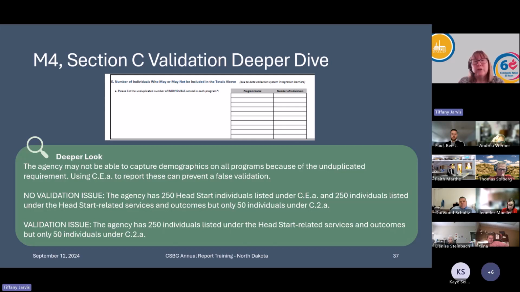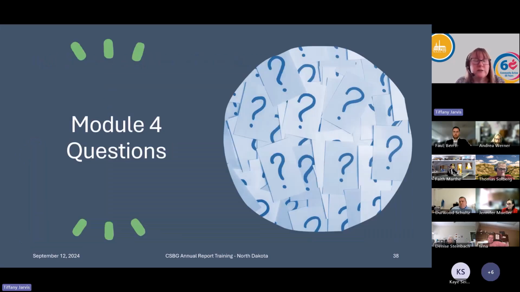So I hope that kind of helps you guys understand why the E item under your demographics is important, because it can help the person who's reviewing your data to better understand. So any module 4 questions?